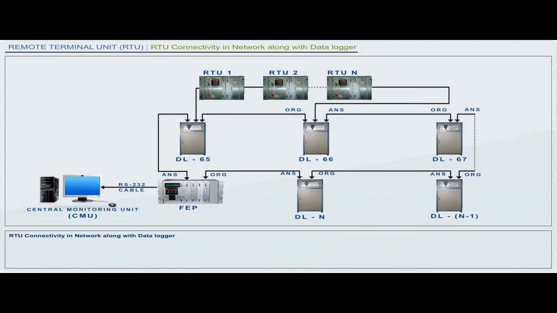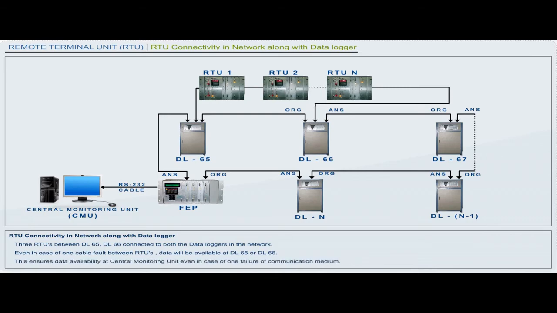RTU connectivity in the network along with the data logger. 3 RTUs between data logger 65 and data logger 66 are connected to both the data loggers in the network. Even in case of one cable fault between RTUs, data will be available at data logger 65 or data logger 66. This ensures data availability at the central monitoring unit even in case of one failure of the communication media.